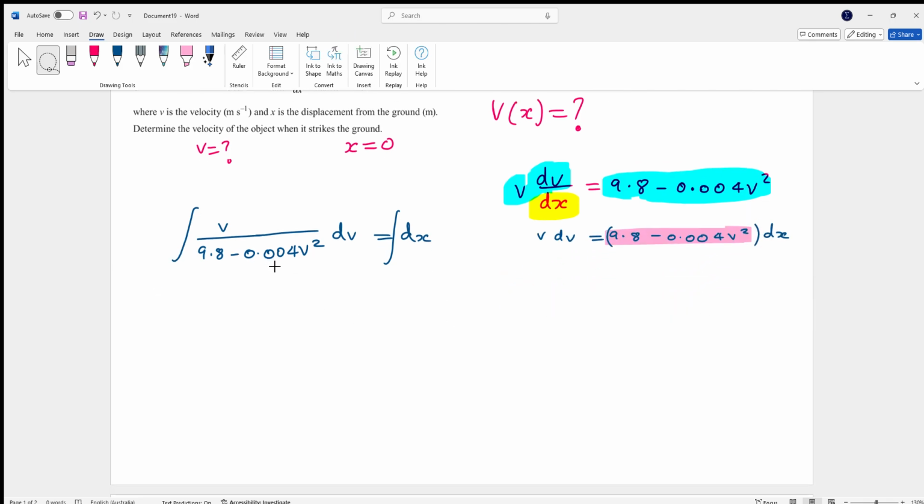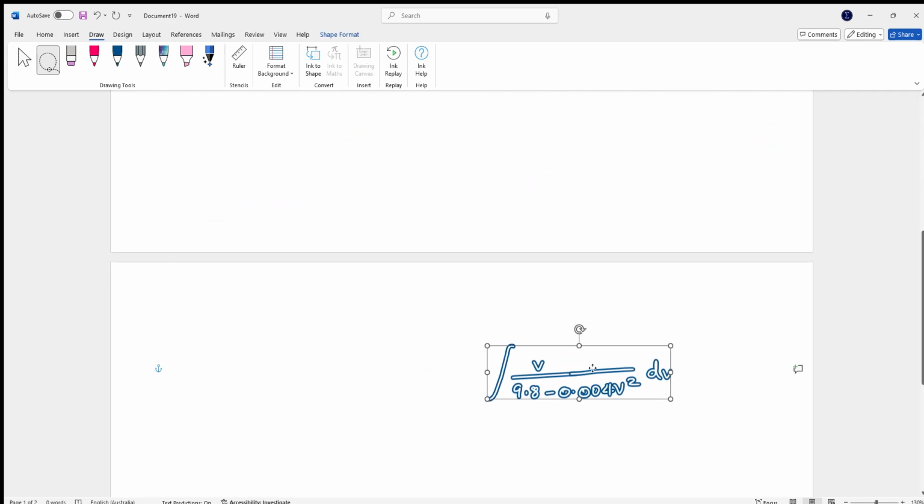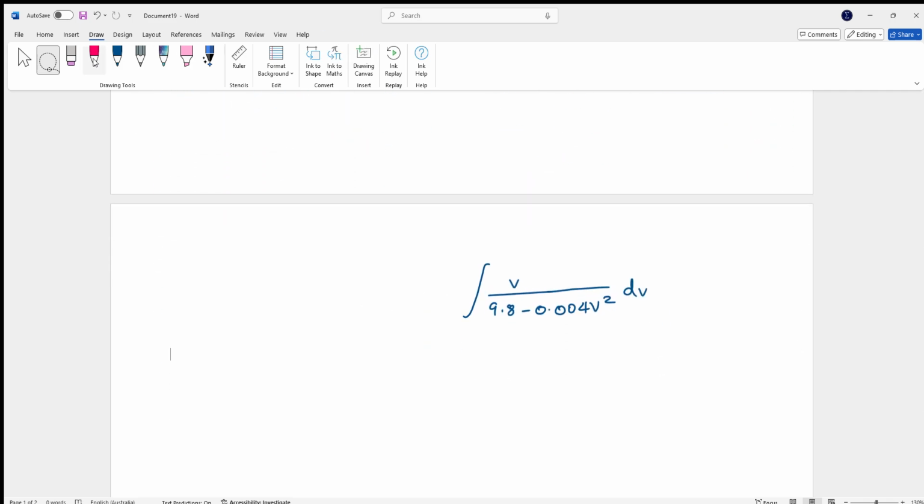Now, to integrate this, I would actually write it over to the side somewhere, because you probably have to use a u sub to do it. So here, what I'm going to pick for u is this expression. I'm going to let u equal 9.8 minus 0.004 v squared. The reason I'm doing a u sub is to make this an easier integral to integrate, and the reason I picked that as my u is because when you differentiate this, it will cancel out an aspect of that.